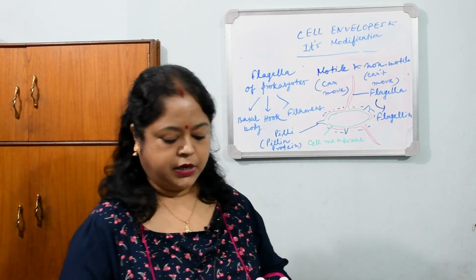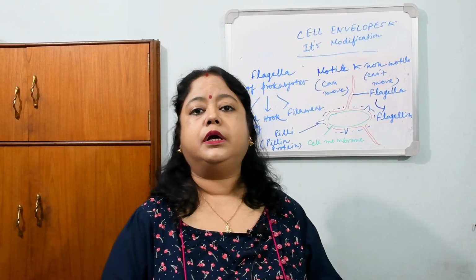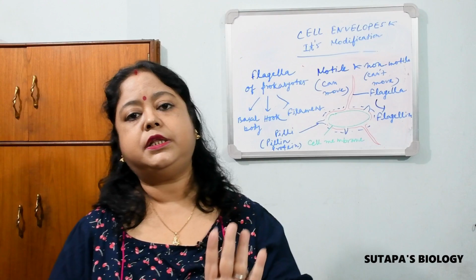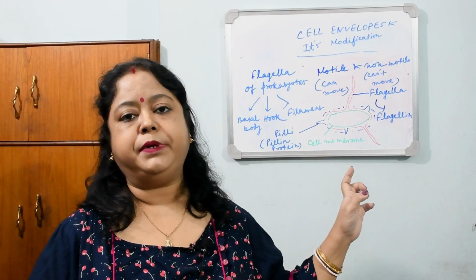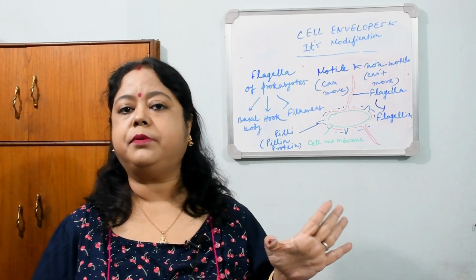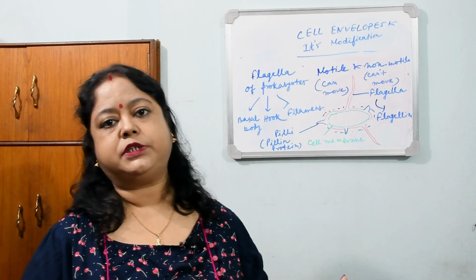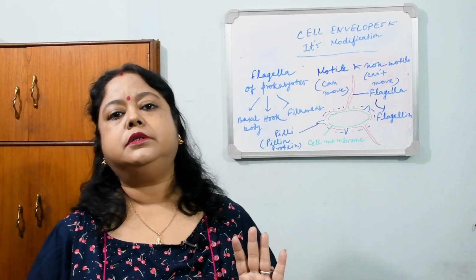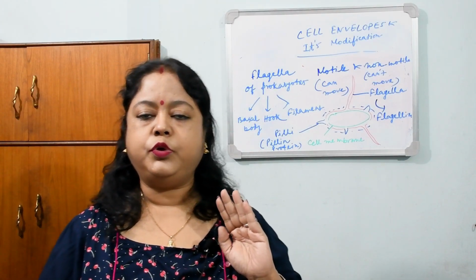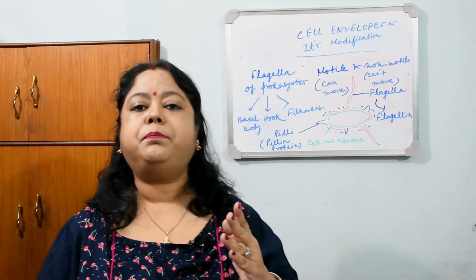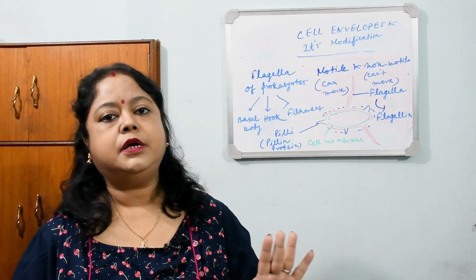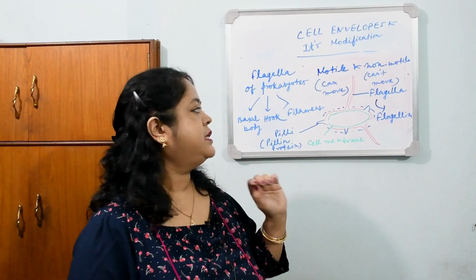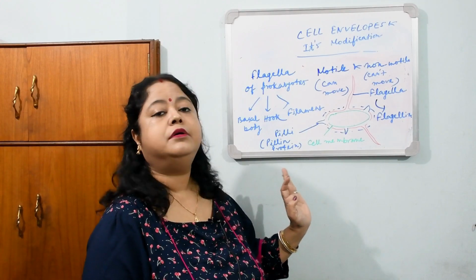Their main function, in case of the parasite, is to attach to the host body with the help of the pili or fimbriae. And in bacterial sexual reproduction, they take part in conjugation. The cell which possesses the plasmid of F factor can produce the pili for sexual reproduction, conjugation. So this is about the pili, fimbriae and flagellin.